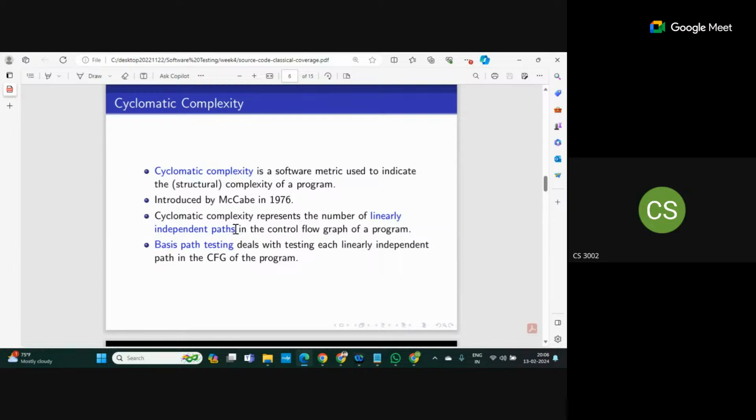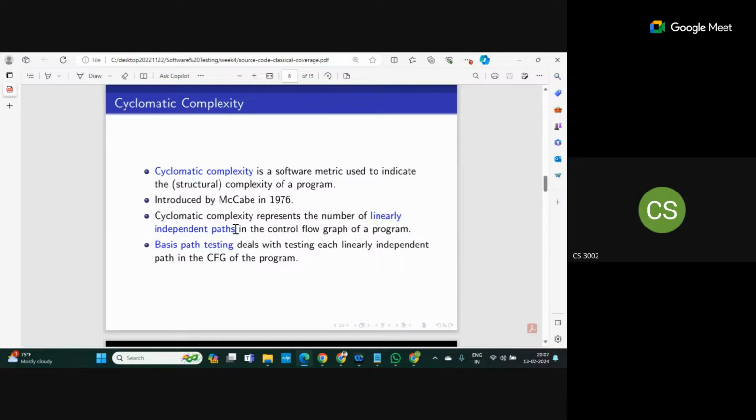Is it a new path in the sense, given the existing paths I already have, am I adding a new edge into it, right? If I find a new path every time, then each will be considered a linearly independent path. But the maximum number of linearly independent paths I can have will be given by my cyclomatic complexity, right? You can say these linearly independent paths are my test requirements for basis path testing. From there I'll derive the test cases for basis path testing.